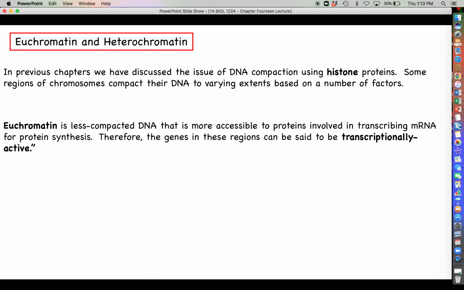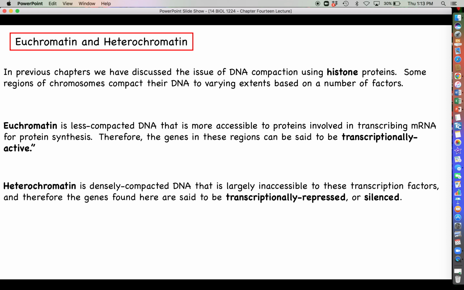It's like a library is open for business. You can waltz in there and you can read any book that you want. You can make copies of any book that you want. So any genes that are in euchromatic regions can be very easily accessed, and we can read them and make proteins out of that information.